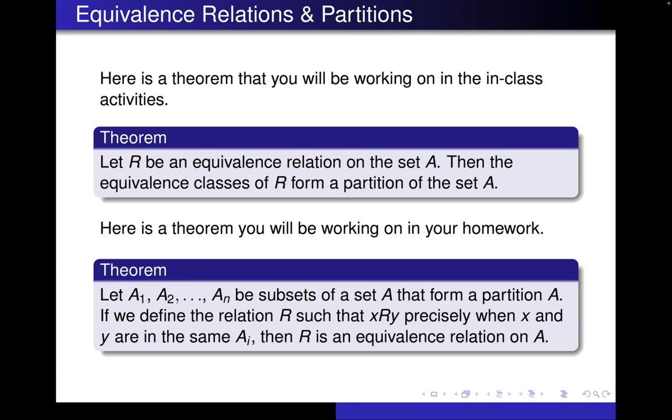So what these two theorems together say is, first of all, if you have an equivalence relation, that enables us to break up our set into a partition. And the second theorem says, if you have a partition of your set, then you automatically have an equivalence relation, and those subsets in the partition are the equivalence classes of that relation.